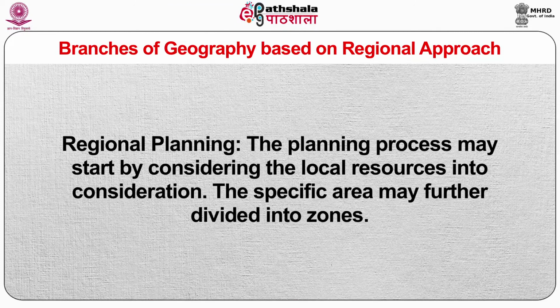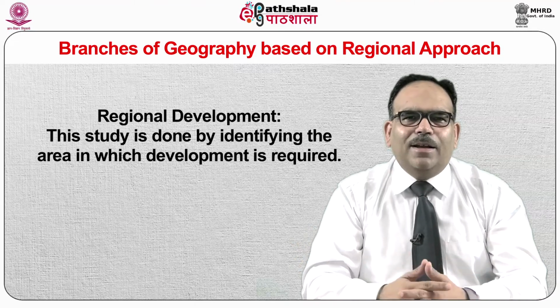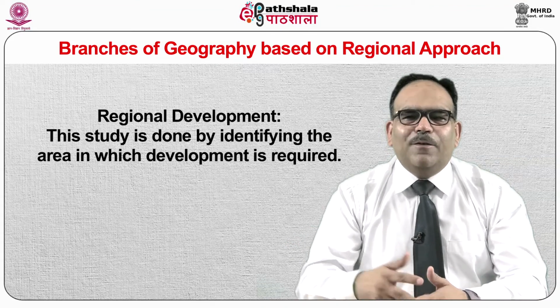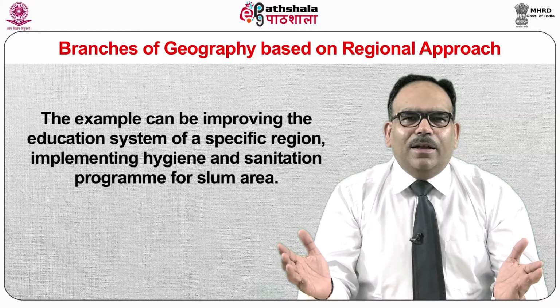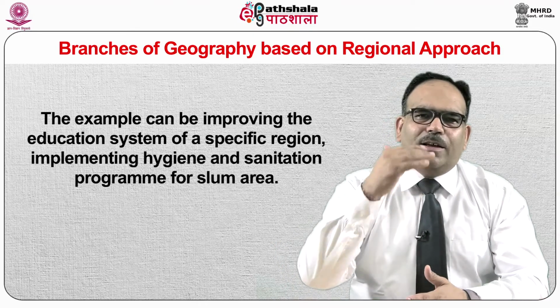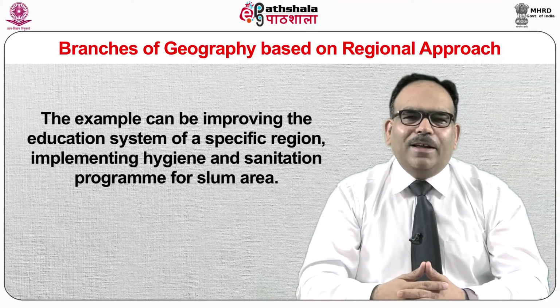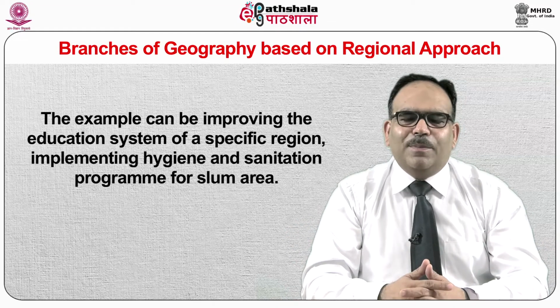Regional planning. The planning process may start by taking the local resources into consideration. The specific area may be further divided into zones. Regional development. This study is done by identifying the area in which development is required. Examples can be improving the education system of a specific region, or implementing hygiene and sanitation programs for slum areas.